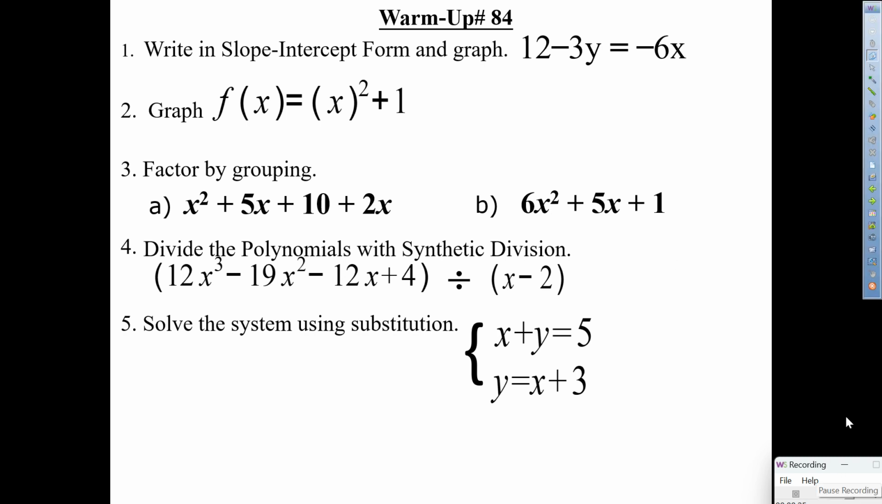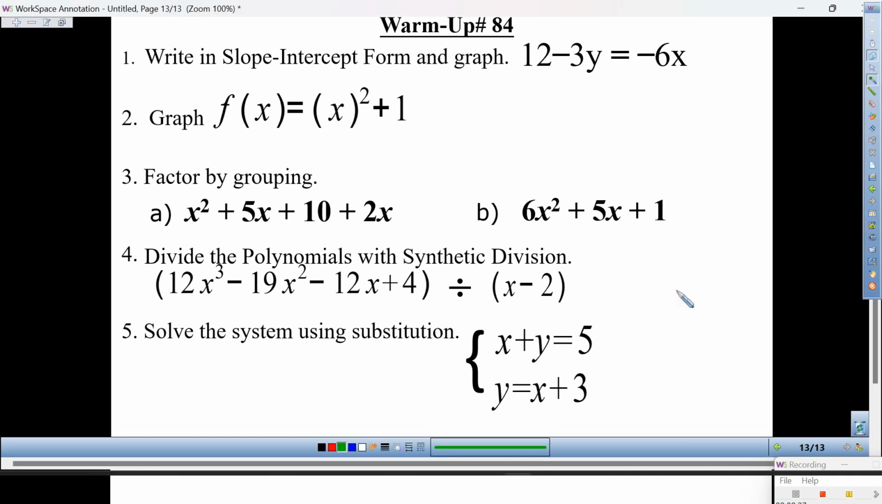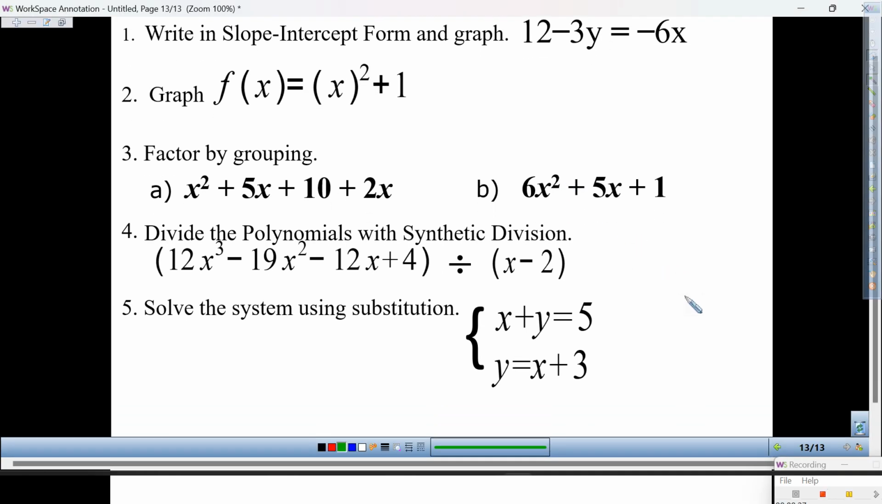Here we go. Number one. It says, write in slope-intercept form and graph. So I'm going to go through these fairly quick because we need to get to the lesson. Today's lesson, like I said, coming to you like this, second semester concepts are coming really fast.